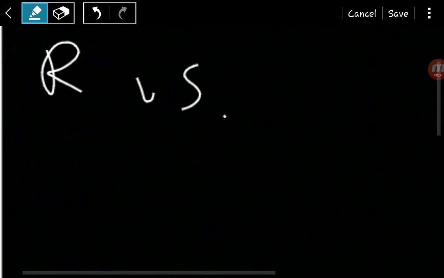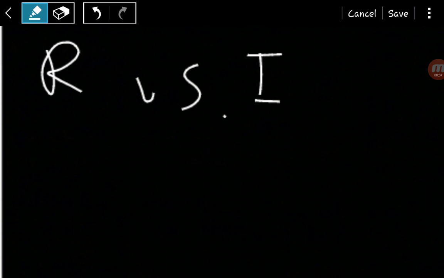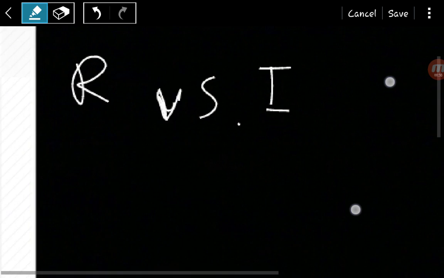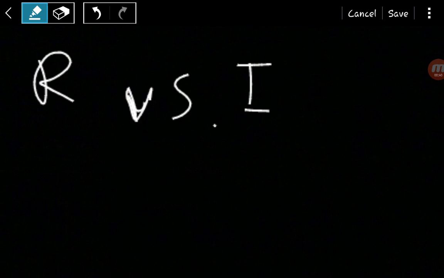So first, rational versus irrational. They're both numbers, right? They're both classifications on a number. So it's either or, it can't be both.